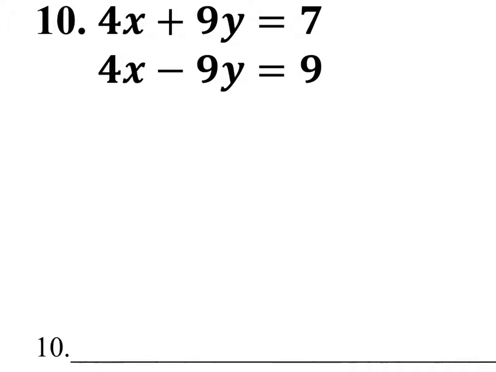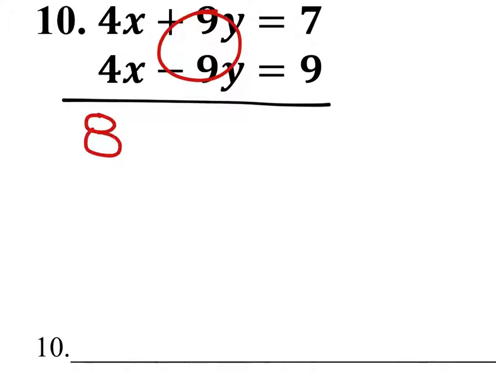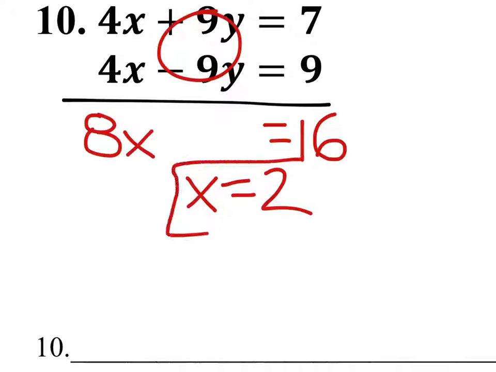Elimination. Excellent. So let's eliminate. Cross out. We'll just add these because notice on this, the coefficients of y are the same, and they have opposite signs. So they'll eliminate right away. That gives us a 0 right here. We've got 8x equals 16. X is 2. Where'd you get the 2? I did 16 divided by 8, the coefficient there.